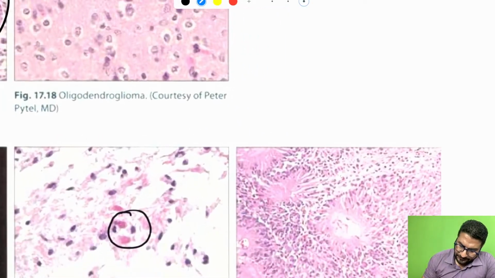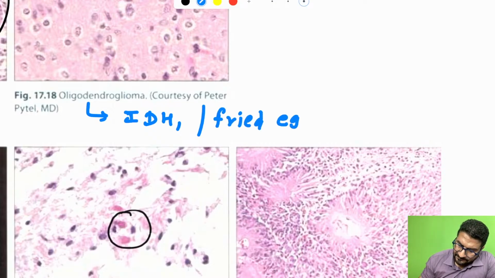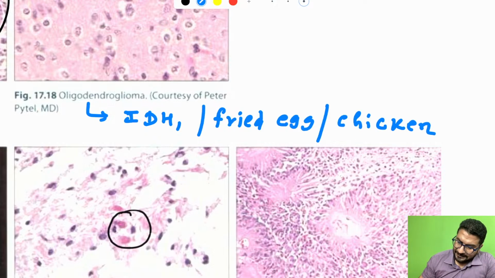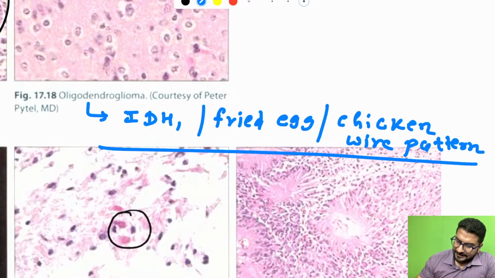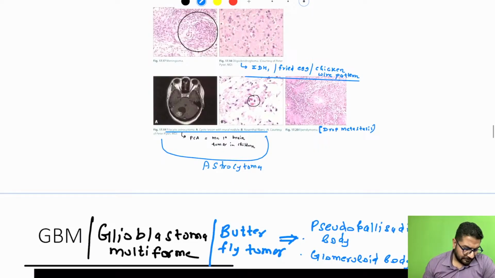Now coming to oligodendroglioma, remember it occurs due to IDH1 mutation. Here you will find a fried egg appearance and a chicken wire pattern. So we also call this the non-veg tumor. Fried egg appearance, chicken wire pattern. So these are the MCQs which they ask on brain tumors.